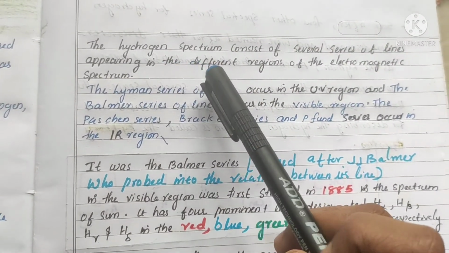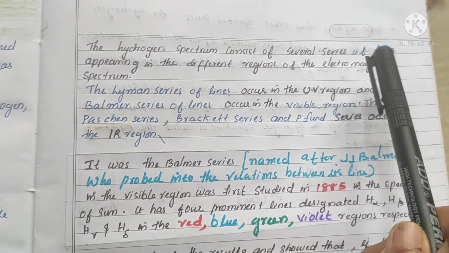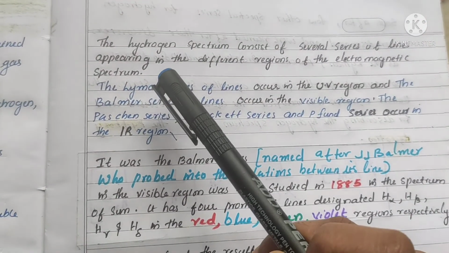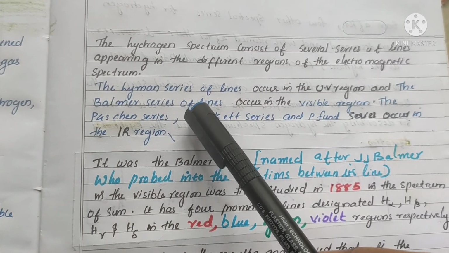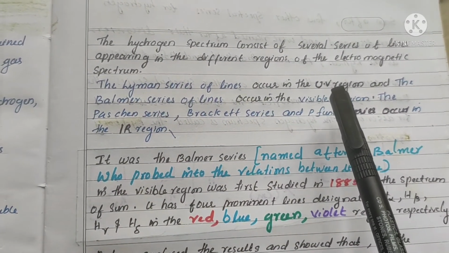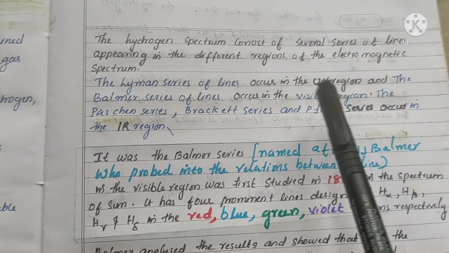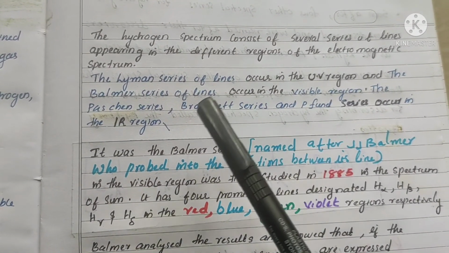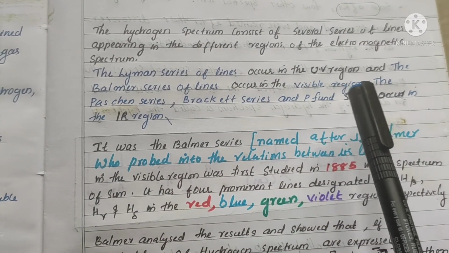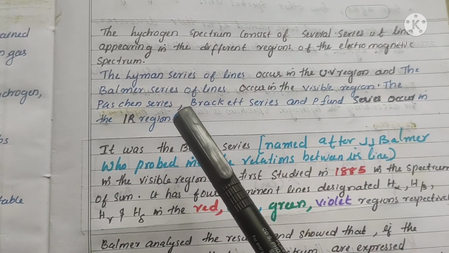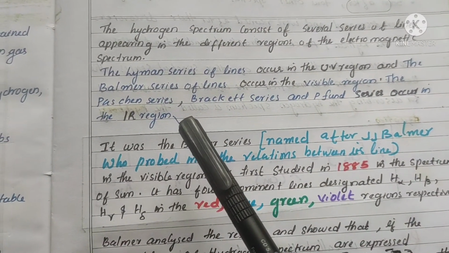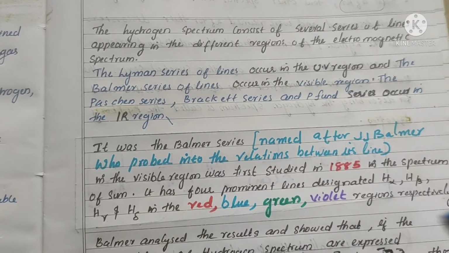The hydrogen spectrum consists of several series of lines appearing in the different regions of electromagnetic spectrum. The 5 series are Lyman series, which occurs in the UV region, ultraviolet region of electromagnetic spectrum, and the Balmer series of lines which occur in visible region. The Paschen series, Brackett series and Pfund series occur in IR region, infrared region.